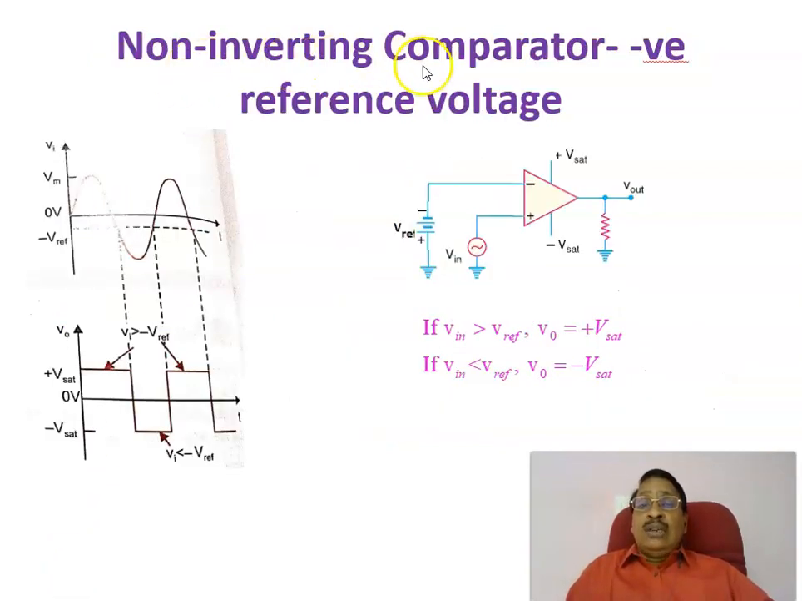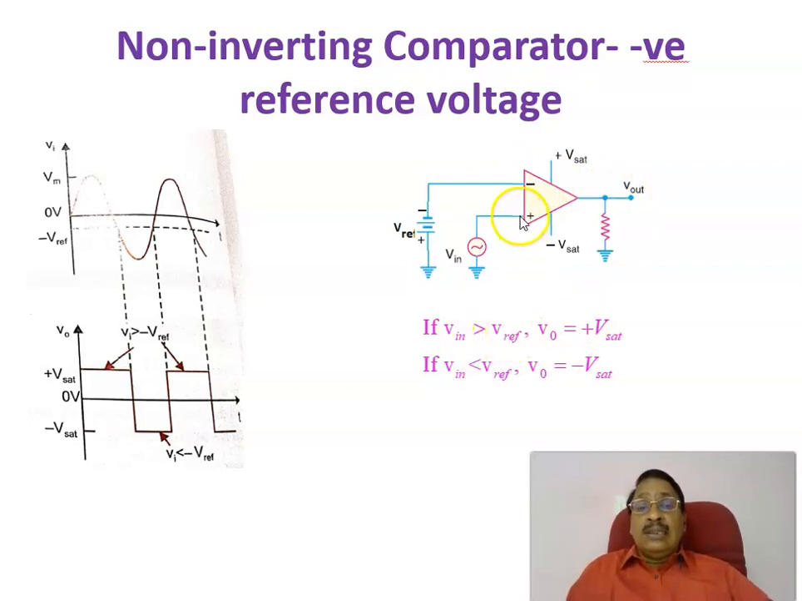Now, the same non-inverting comparator, in which you are giving a negative reference voltage. Previously, we have seen a positive reference voltage, but here you are giving a negative reference voltage. The minus terminal is given. Now, let us see. In that case, the rule is this: if input voltage is more than the reference voltage, output voltage equals plus Vsat; if input voltage V in is less than V reference, output voltage equals minus Vsat.